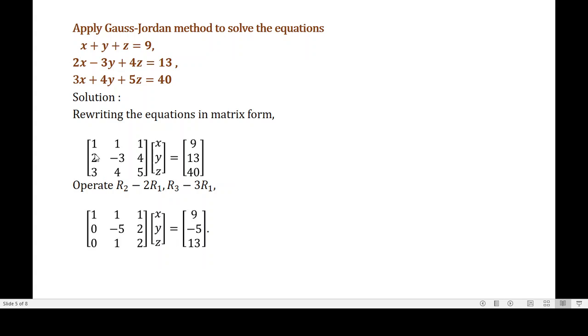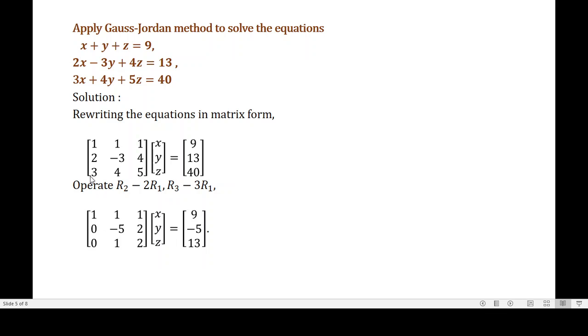R2 minus 2R1 gives 2 minus 2 equals 0, minus 3 minus 2 equals minus 5, 4 minus 2 is equal to 2, 13 minus 18 is equal to minus 5. So, the first row operation is over. So, this element is equal to 0 now.